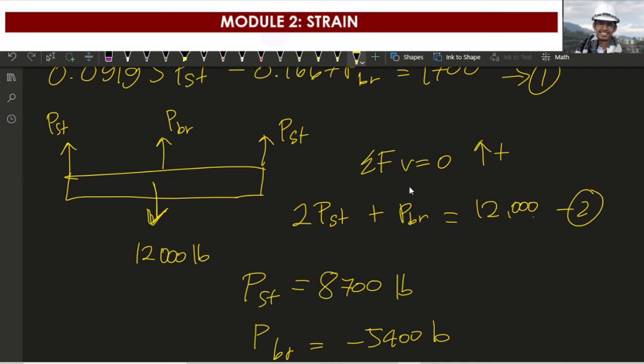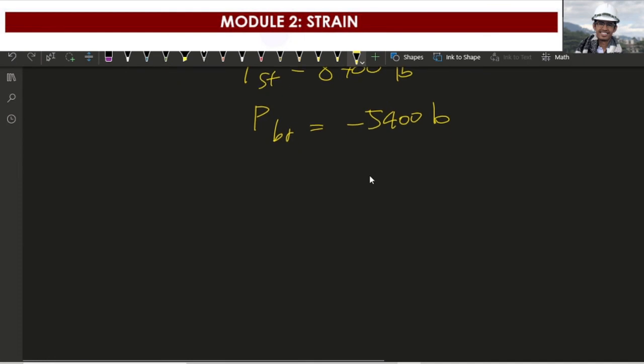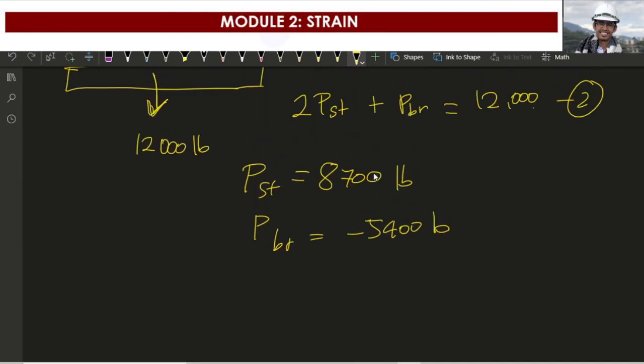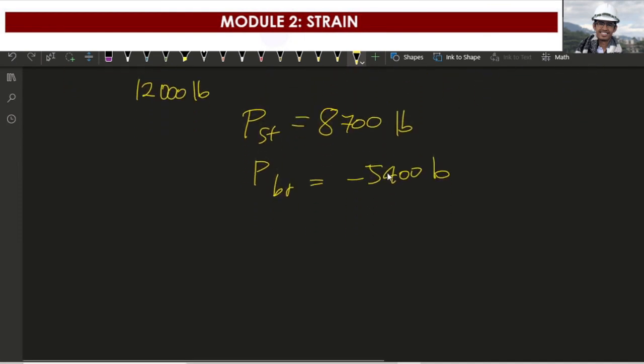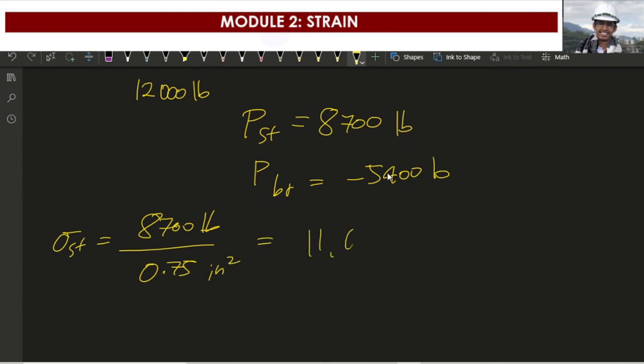So, calculating the stress of each material, steel and bronze. So, sabi natin, stress is equal to force over area. So, stress for the steel is yung force over area. That will be 8,700 pounds. And yung area niya is given 0.75 square inch. So, that will give us a 11,600 PSI. So, positive ya, kaya tension.